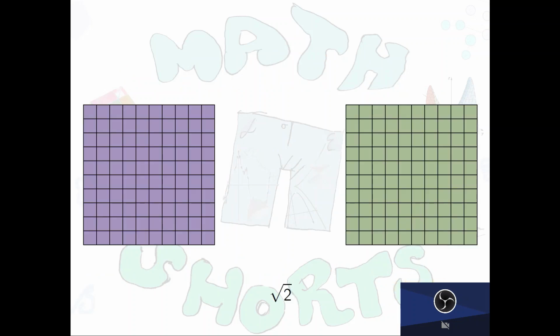Okay, so let's approximate the square root of 2. To do this, we're going to use something similar to base 10 blocks, where I'm going to use these two squares that have been broken up into 100 chunks and let each of those represent 1. So if I'm doing the square root of 2, it means if I have a square that has area 2, how long is its side? So I'm going to take 2 units of area and try to build a square.